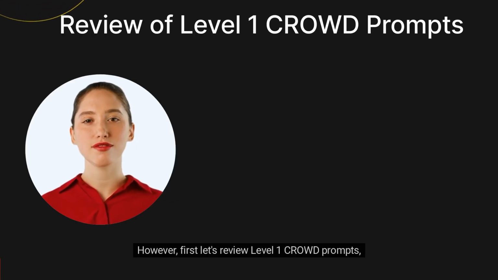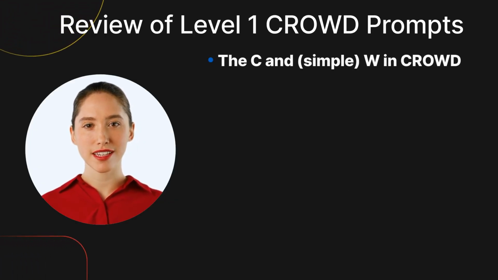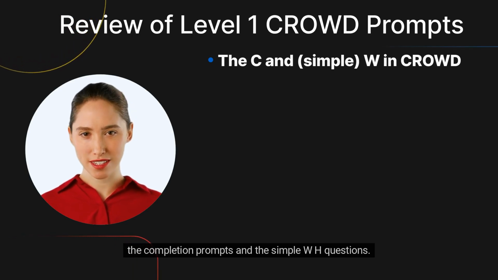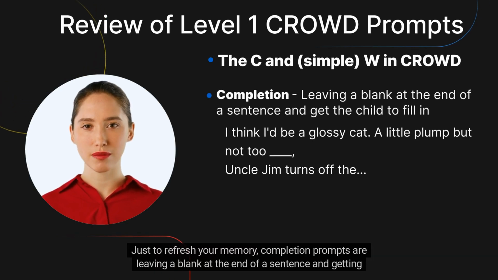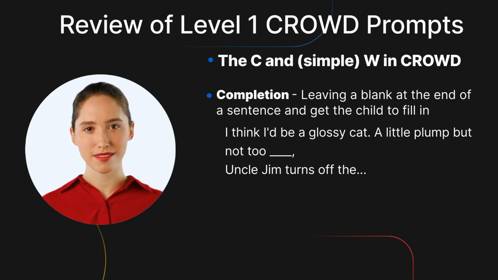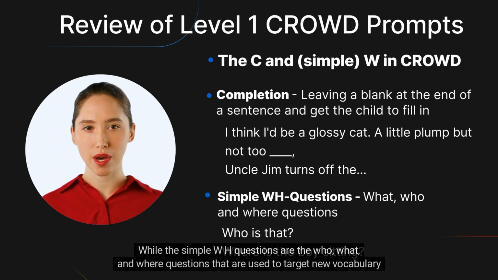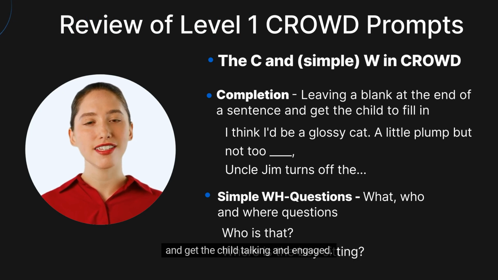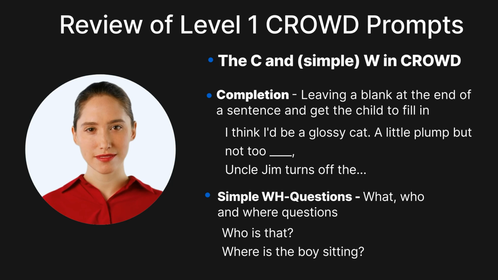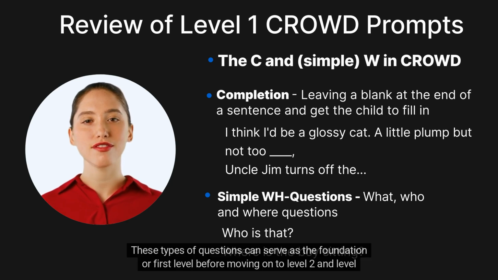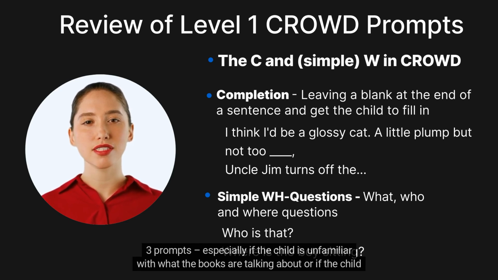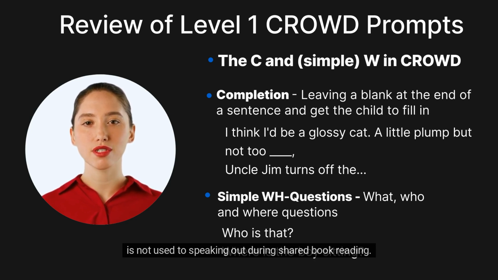However, first, let's review Level 1 crowd prompts, the completion prompts and the simple WH questions. Just to refresh your memory, completion prompts are leaving a blank at the end of a sentence and getting the child to fill it in, while the simple WH questions are the who, what, and where questions that are used to target new vocabulary and get the child talking and engaged. These types of questions can serve as the foundation or first level before moving on to Level 2 and Level 3 prompts, especially if the child is unfamiliar with what the books are talking about, or if the child is not used to speaking out during shared book reading.